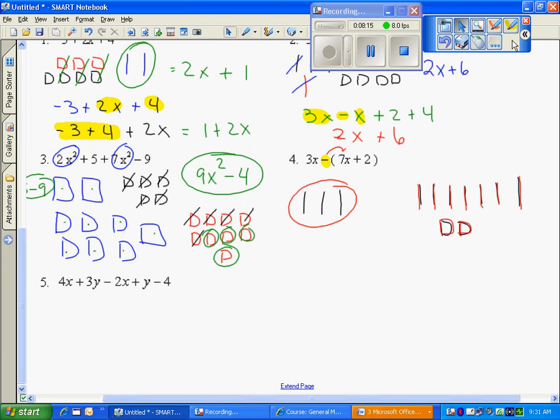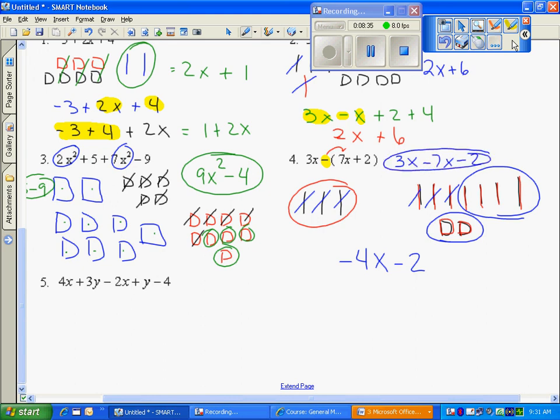So now I'm going to go ahead and make my zeros. These 3 cancel out. I'm left with 4 negative sticks and 2 negative singles. So what's happened here is the 3x, I took away 7x, and I took away 2. That's represented in the pile below of tiles.